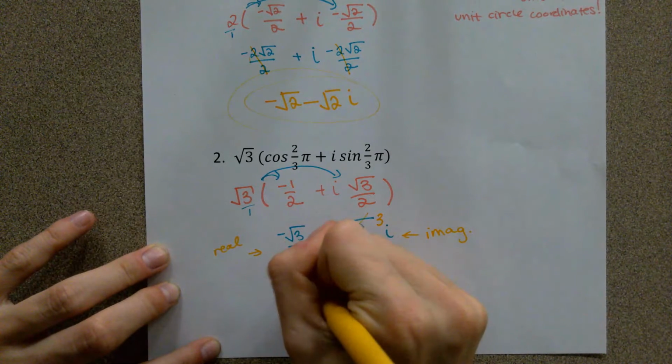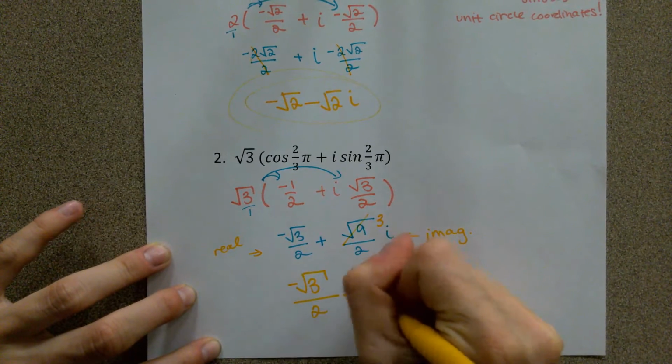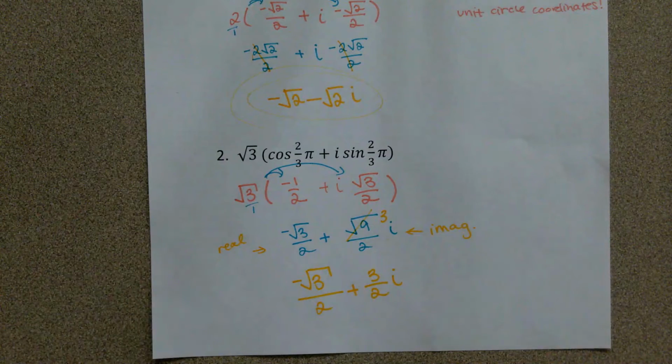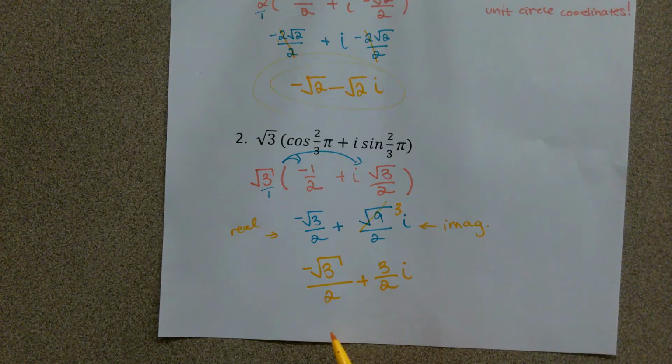You cannot combine real and imaginary numbers. Okay, so we're just going to have to leave them as two separate things being added together. You could not make these one fraction. Okay.